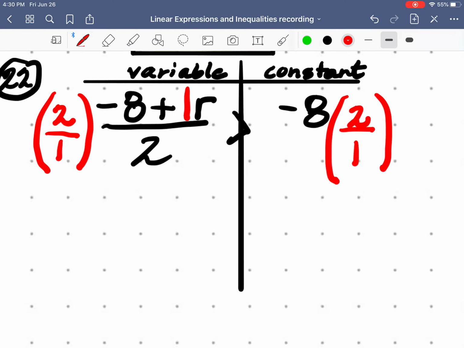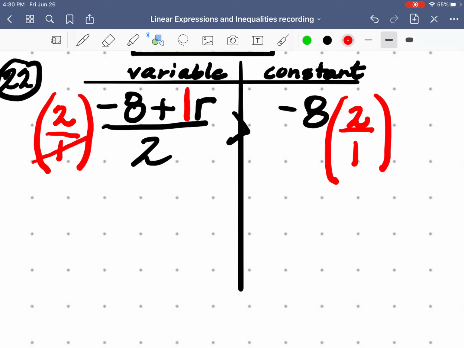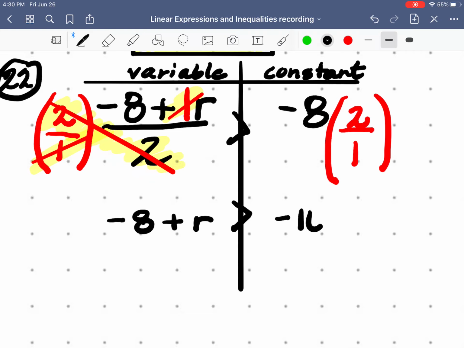So here's how that canceling shapes up. This 1 and that 1 that I used right there cancel each other. So I just put it in there for a minute. And then these 2's cancel each other, which is really what all of that was about. So all of this, the 1's are going to cancel, the 2's are going to cancel. All of that's going away. So what I want left is a negative 8 plus that r. And that is greater than negative 8 times 2 over 1 is negative 16.